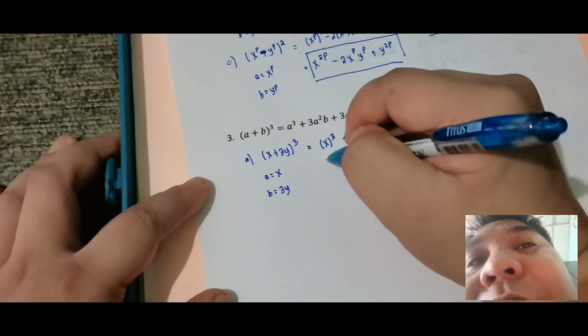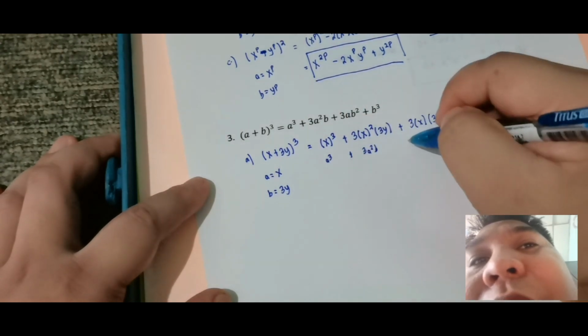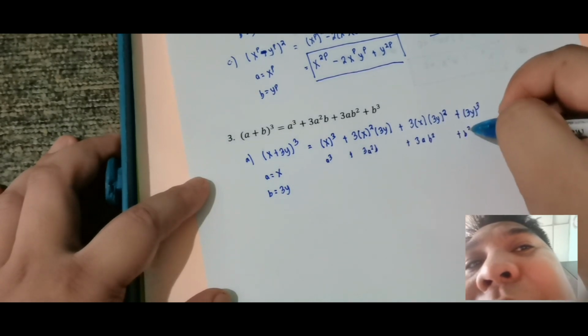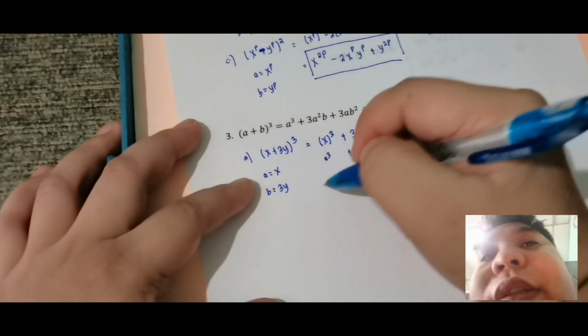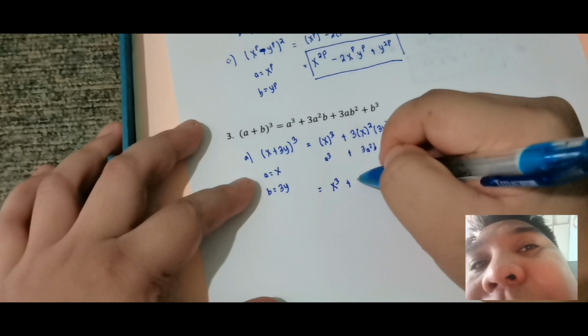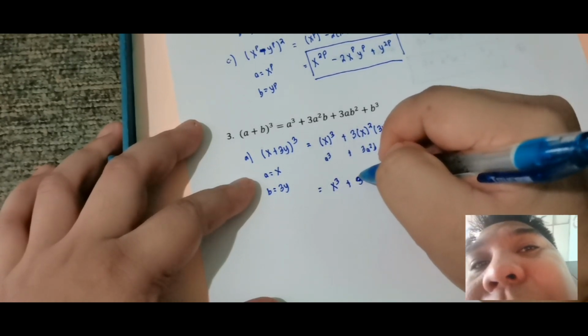So ulitin ko lang ha. Ito yung a cube plus 3a squared b plus 3ab squared plus b cube. So nasusunod ko yung formula. Okay, so next. So this is x cube, tama? Plus 3. So 3 times 3, that is 9, sorry.